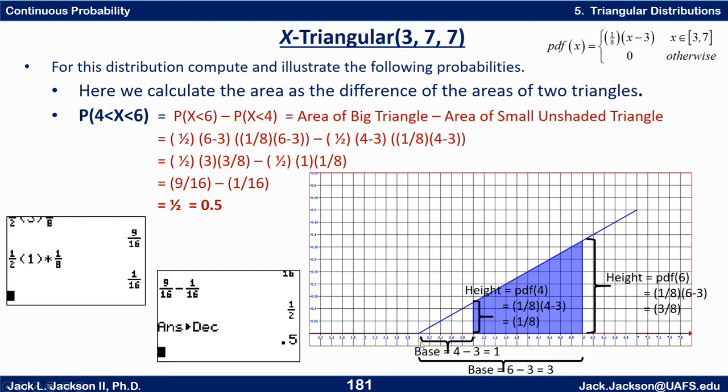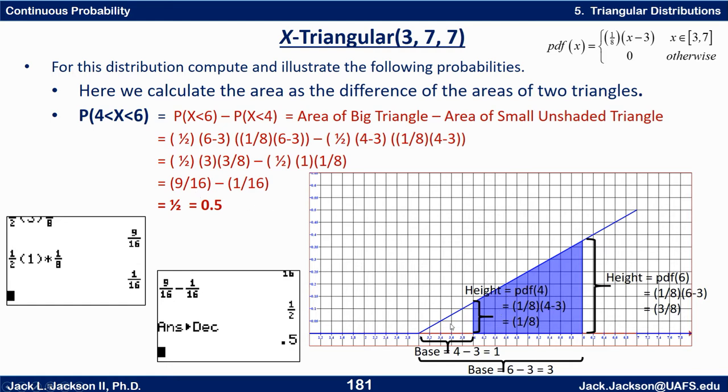The base goes from 3 to 6, which is 6 minus 3, which is a distance of 3. So 3 for the base. The height is the PDF above 6. So go into this formula, here it is in the corner, and plug in 6. 6 minus 3 is 3, times 1/8 is 3/8, so it's 3/8 tall. So that area is 1/2 times 3 times 3/8, that is 9/16.